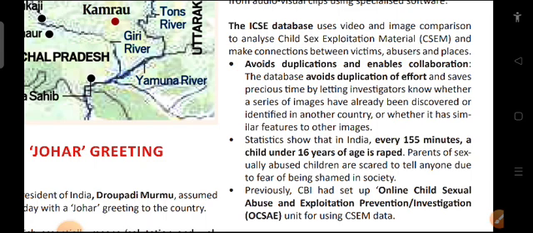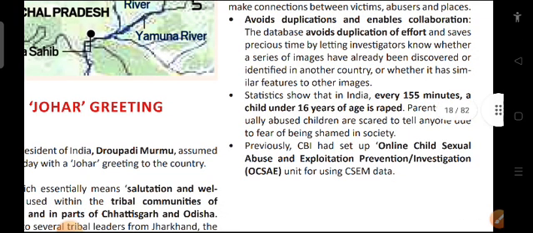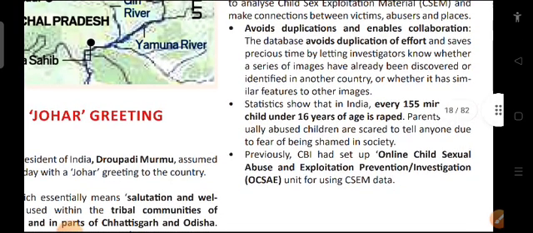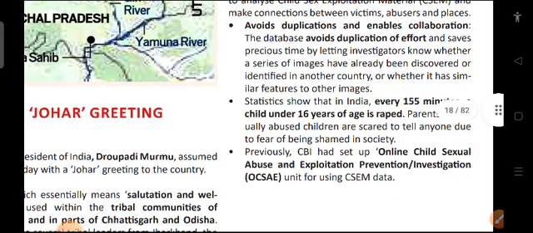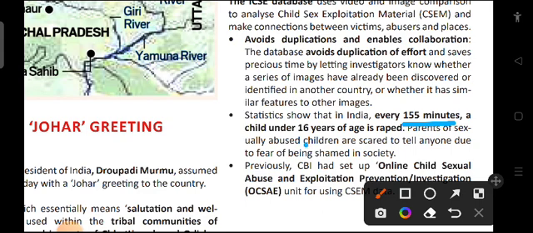So it basically works on a kind of algorithm. So it can avoid duplication and it can help in identifying online crimes against children. Statistics show that in India, every 155 minutes, a child under 16 years of age is raped. So this is a very bad thing happening in India. Every 155 minutes, so every 2 to 3 hours, a child of 16 years is being raped in India.